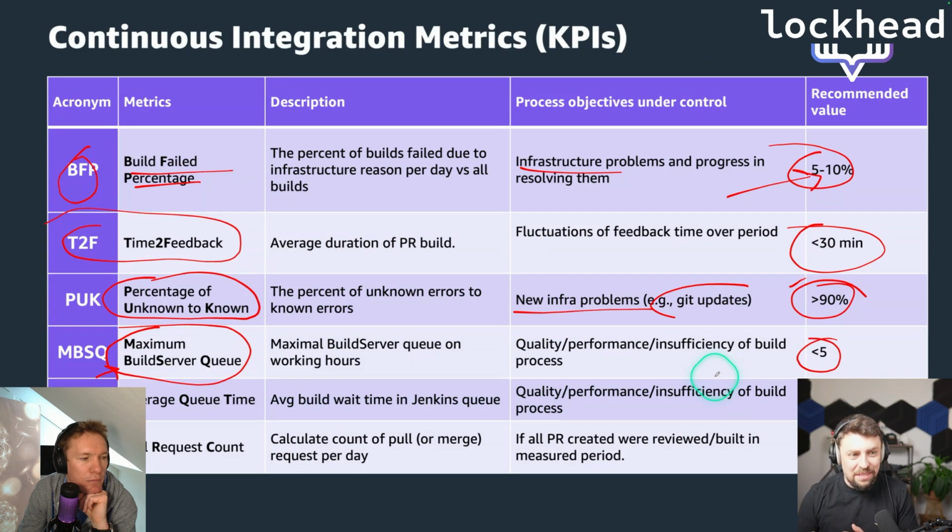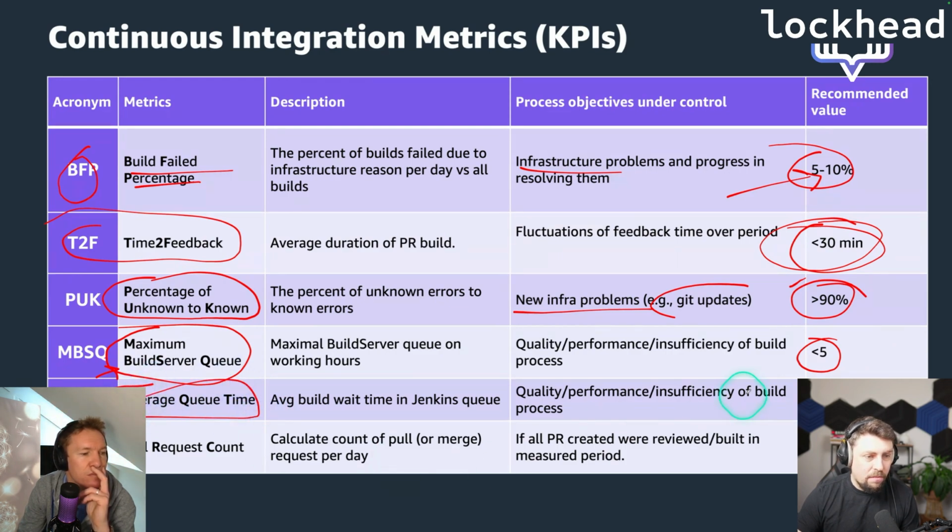When we started this project, developers could commit only 3-4 times per day, because the rest of the time was wasted: Jenkins was so busy and the build queue on the build server was so long that people were just waiting for feedback. And again, feedback should be less than 30 minutes. Average queue time is also a good number, less than 10 minutes, and count of pull requests.